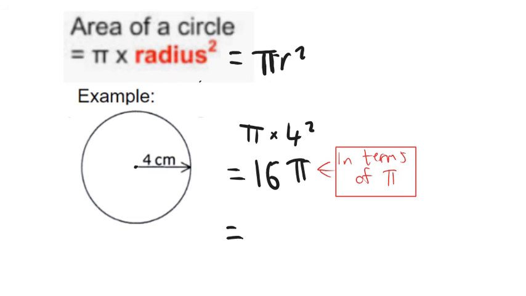If you are, you need to press the SD button when you're given 16 pi. If I was to round off my answer from the calculator to 2 decimal places here, I'd get 50.27.